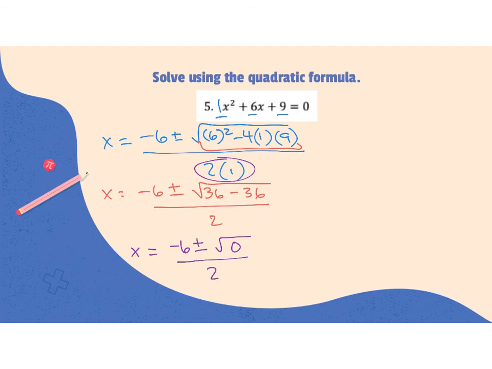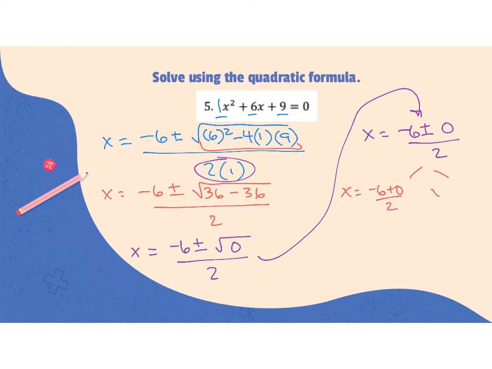Okay, interesting. If I take the square root of 0 in my calculator, it ends up being 0. So look at what happens when we split these apart. I have x equals -6 plus 0 over 2, and x equals -6 minus 0 over 2. Well, what happens when you add or subtract 0? Nothing changes.